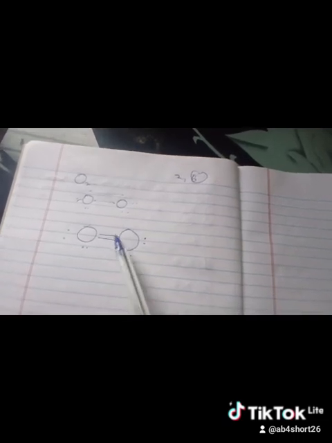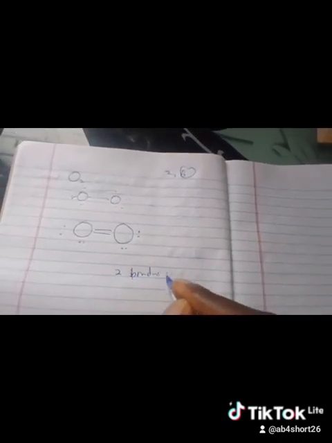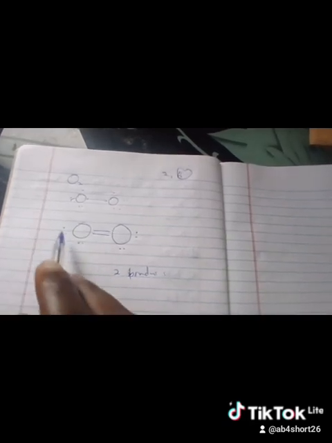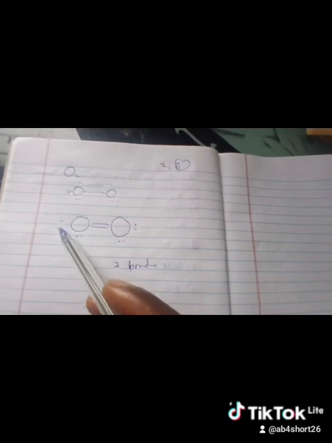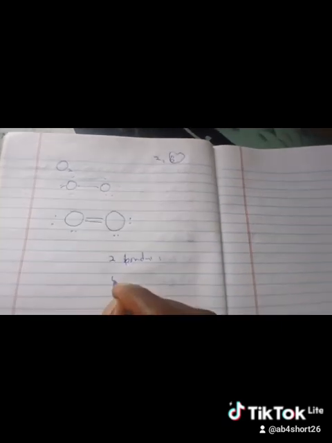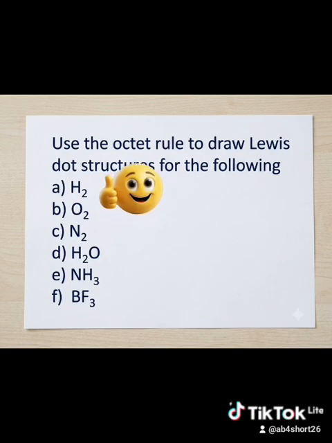So we have 2 bonding pairs. Now the electrons that are not bonded are the lone pairs. And how many do we have? We have 1, 2, 3, 4. So we have 4 lone pairs. So let's answer option D.